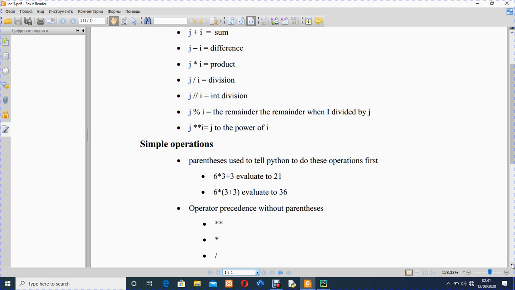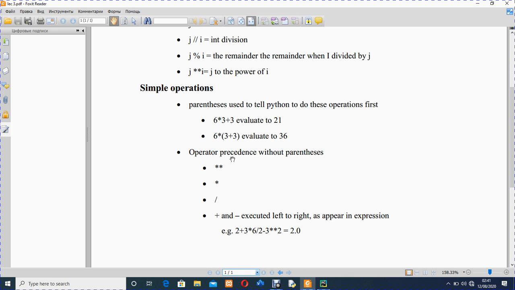And the last step is operator precedence without parentheses. We have double star, that's to the power of, then single star, multiplication, division, plus and minus, executed left to right. Let me write this equation and try it again.